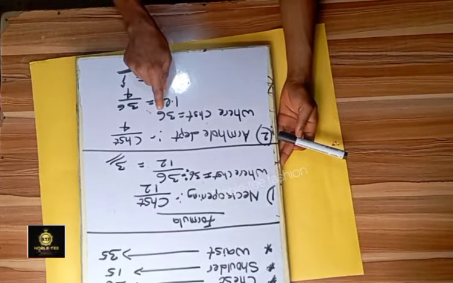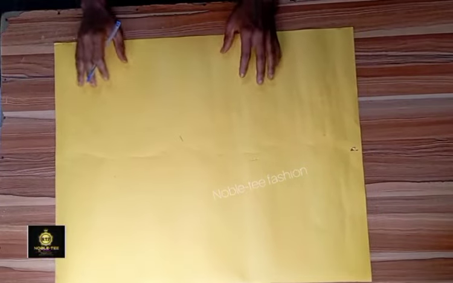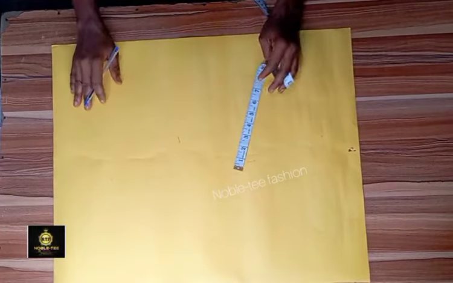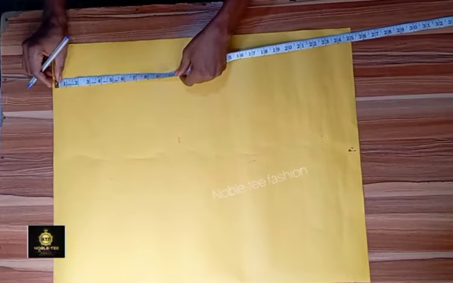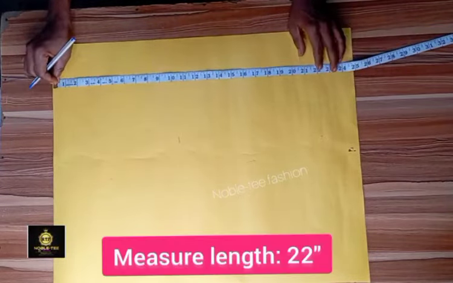On this one, I'm using a pattern paper to first draft out this waistcoat, so that I will be able to transfer it to the material, and you can as well do this straight on the material if you like. So first measure the length. You apply the length, which is 22. Mark 22 inches, which is the length of the waistcoat, and then you roll it straight.